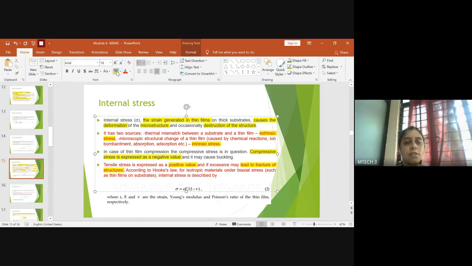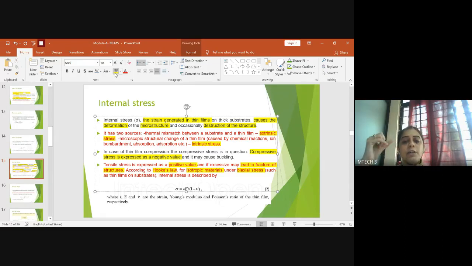So once these concepts of internal stresses are clear enough, we are now going to apply the same old Hooke's law. So you know Hooke's law. Usually we apply this Hooke's law for isotropic materials. Here we are applying the same Hooke's law for isotropic material under biaxial stresses. It could be uniaxial stress or it could be biaxial. If it is biaxial, you will be applying the load in both directions. If it is uniaxial, you will be applying the load in a single direction only. So that you have to understand.